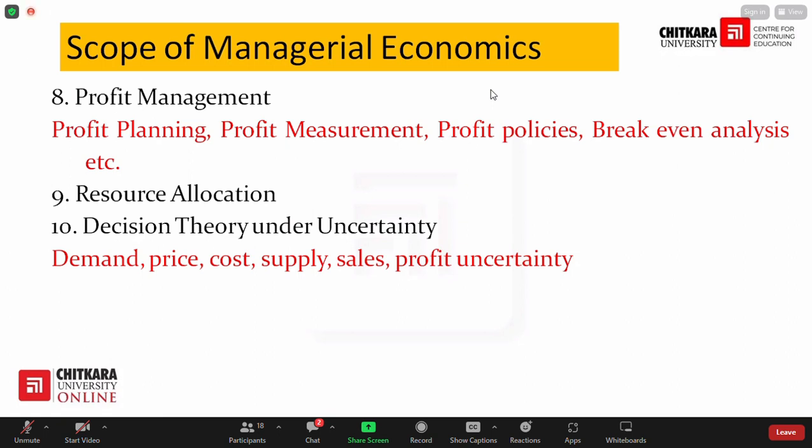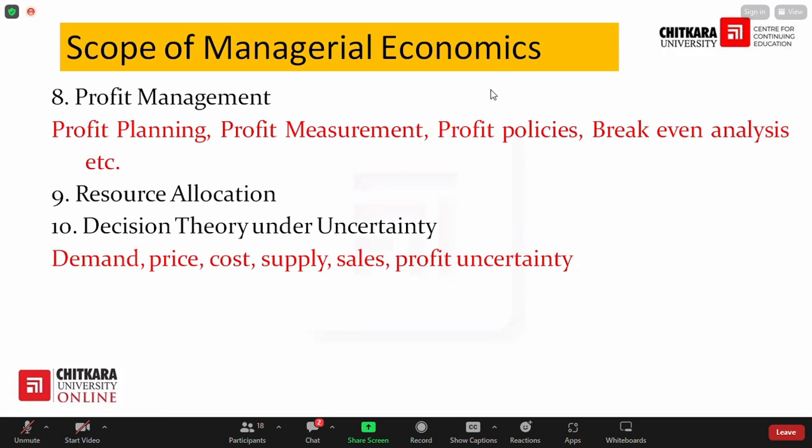Decision theory under uncertainty. There are three kinds of situations which we face in our life: certainty, uncertainty, and risk. During certainty, we are certain that it will happen, so there is nothing to decide. There is no need to decide because you are 100% sure that it will happen. There is no risk.